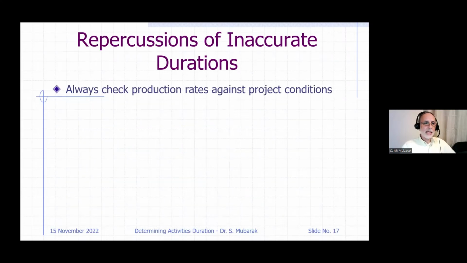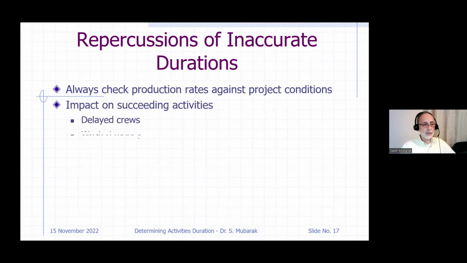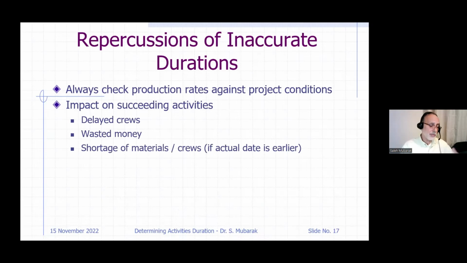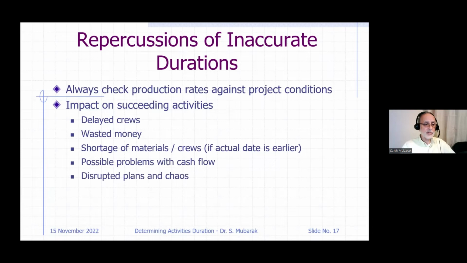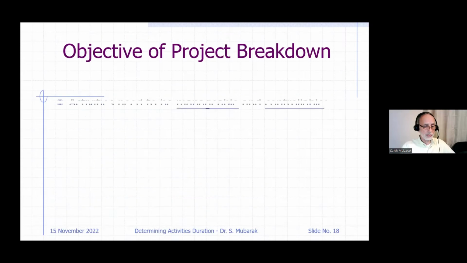If you don't have accurate durations, you may have issues such as delayed crews, wasted money, shortage of materials, crews not there when needed, possible problems with cash flow, disrupted plans, and chaos. So, Mr. Contractor, do not overpromise, and Mr. Owner, do not pressure the contractor in order to overpromise.